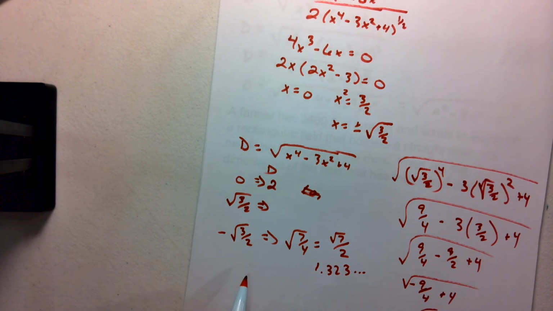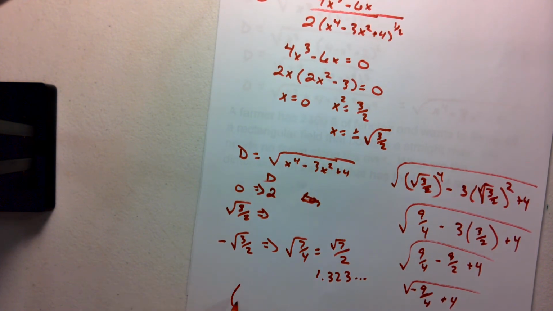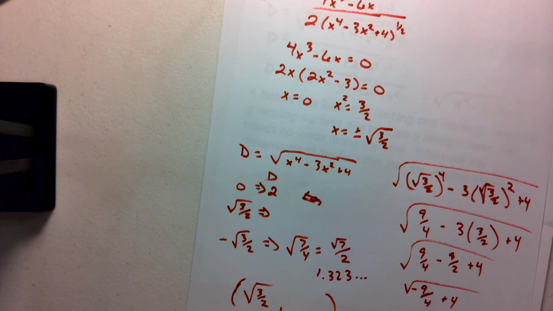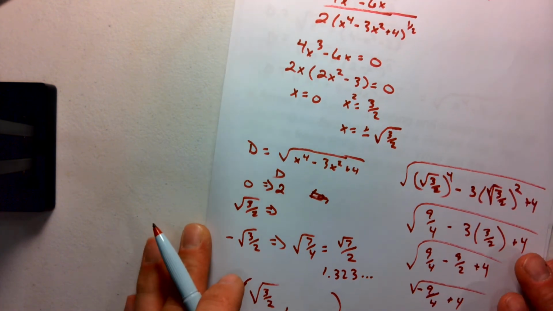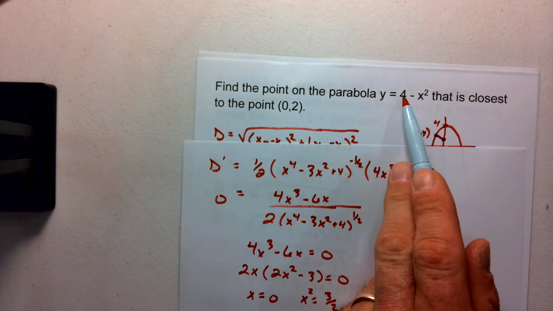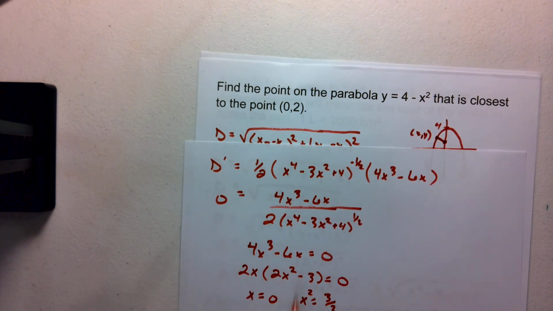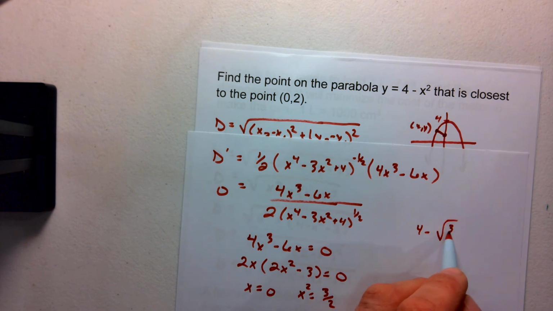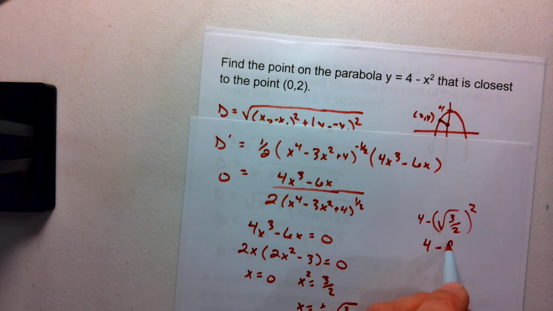So my minimum distance, the point that's going to give me that value, is going to be my x value, which is the square root of 3 halves and negative square root of 3 halves, and I've got to find my y value. To find my y value, I can come back up here to 4 minus x squared. So 4 minus the square root of 3 over 2 squared. That gives me 4 over 9, 3 halves.